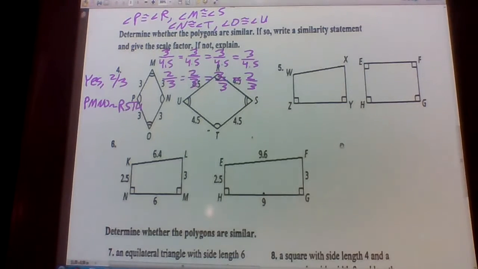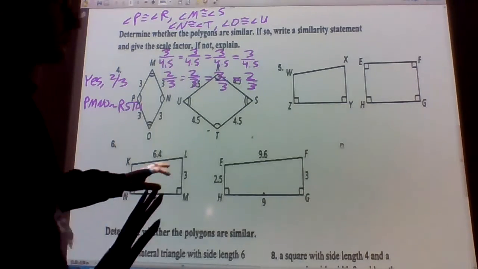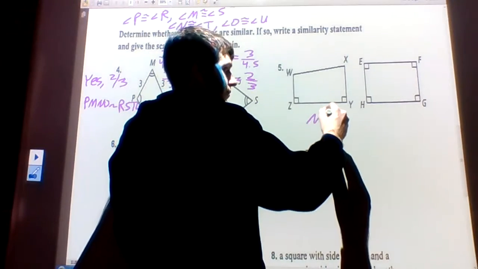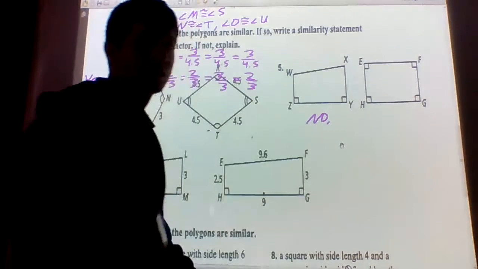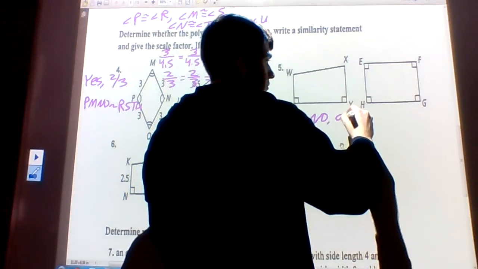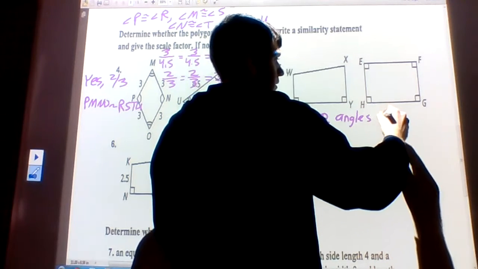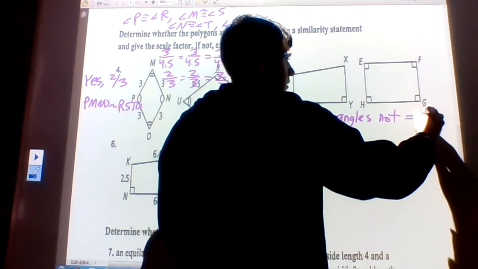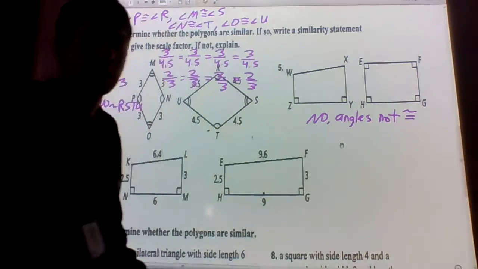Number 5 here. We already have a problem because you have 4 right angles on one side. Now this one we don't. So since the angles are not all congruent, we would say that they're not similar. Angles need to be congruent. So this one, the angles are not congruent.